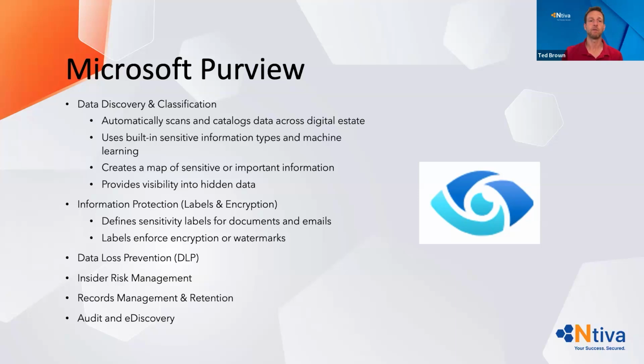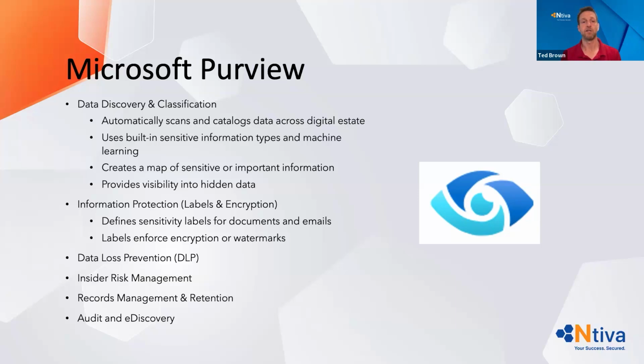Now, some of the key features of Microsoft Purview is the data discovery and classification. Purview can automatically scan and catalog data across the digital estate, including emails, SharePoint, OneDrive files, team chats, and even potentially on-prem or multi-cloud data sources. It uses built-in sensitive information types like credit card numbers, social security numbers, and machine learning to classify data by sensitivity. This creates a map of where your sensitive or important information lives.